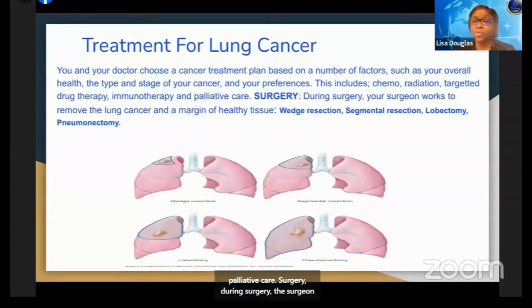Surgery. During surgery, the surgeon works to remove the lung cancer and a margin of healthy tissue. They do what's called a wedge resection, segmental resection, lobectomy, or a pneumonectomy. And those are pictures of what that looks like. It shows the area that will be taken out.